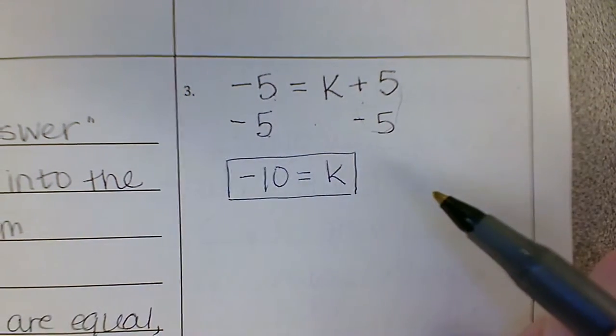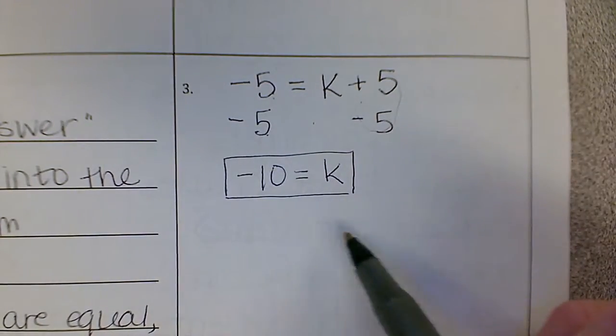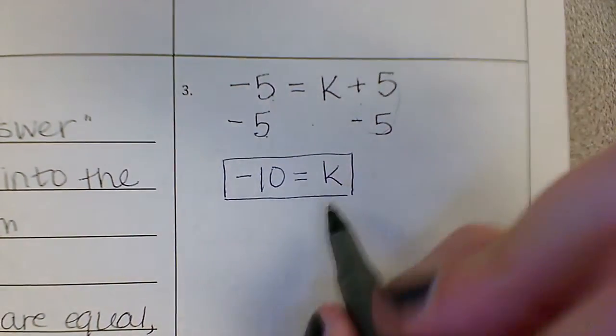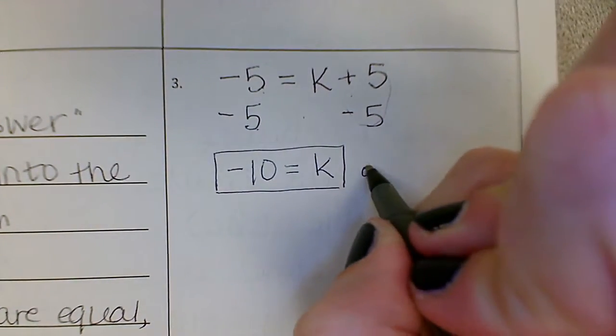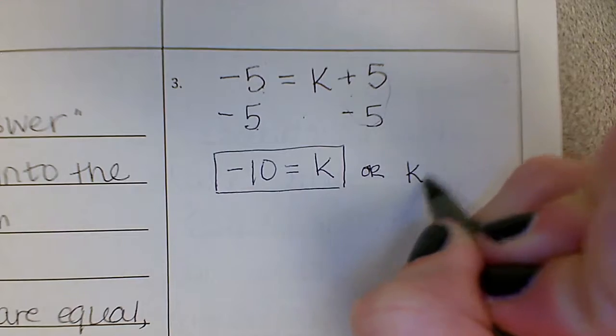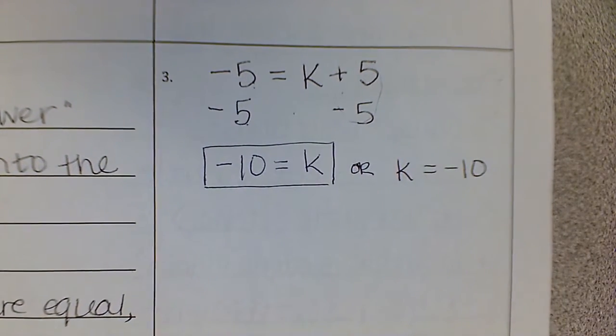Now, sometimes, personally, just because I'm a little crazy, I get annoyed when the variable doesn't come first. Does it matter? No. But sometimes I just like to write this instead as k equals negative 10, just so that the k is in front. You do you, same answer.